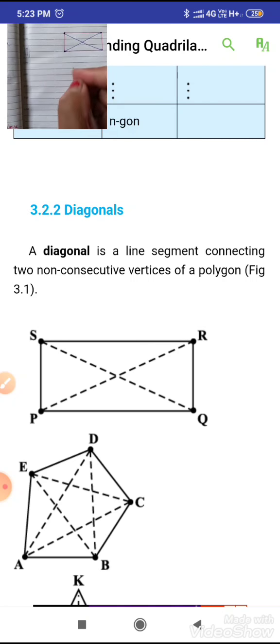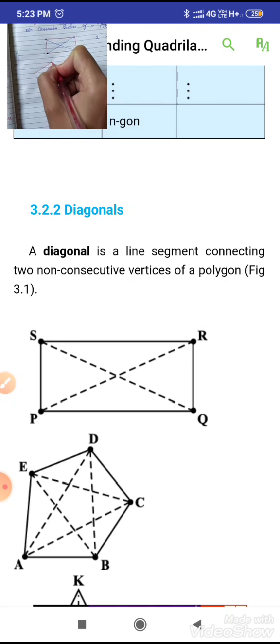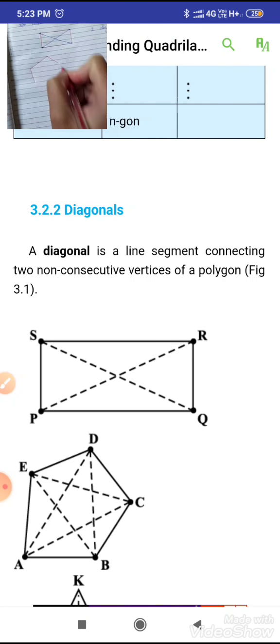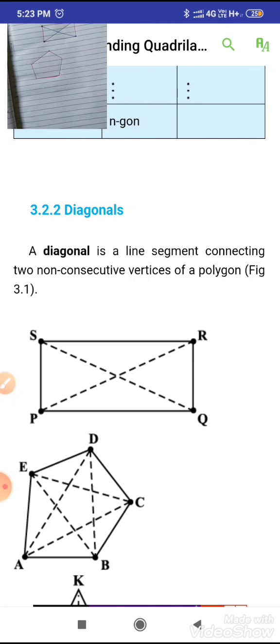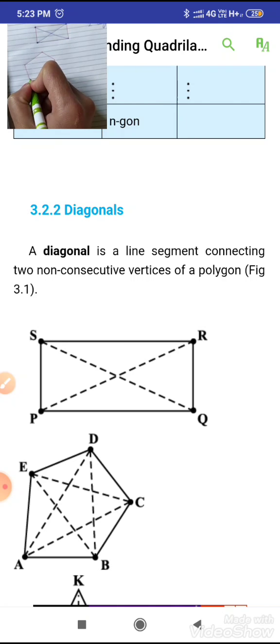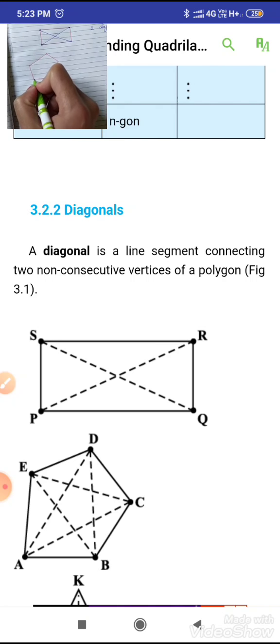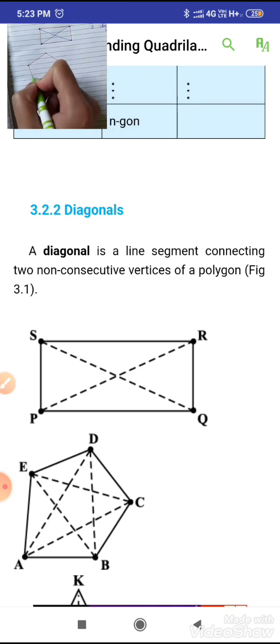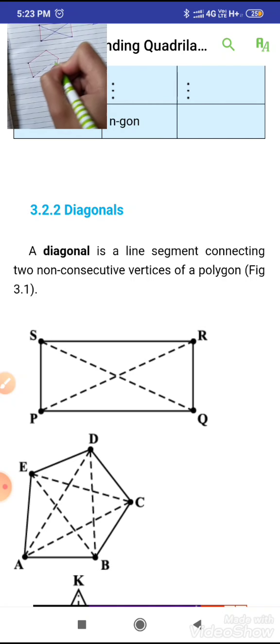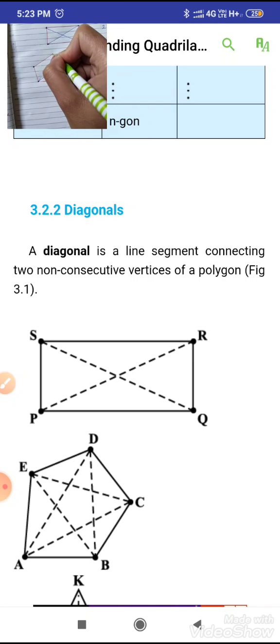Take one more example of a pentagon. A pentagon is a five-sided closed figure, and we have to draw its diagonals. For drawing its diagonals, we should connect its non-consecutive vertices. Here, this vertex is its consecutive vertex, and this vertex is also its consecutive vertex. So we are not connecting this vertex to these two vertices. We connect it to these vertices here and here.